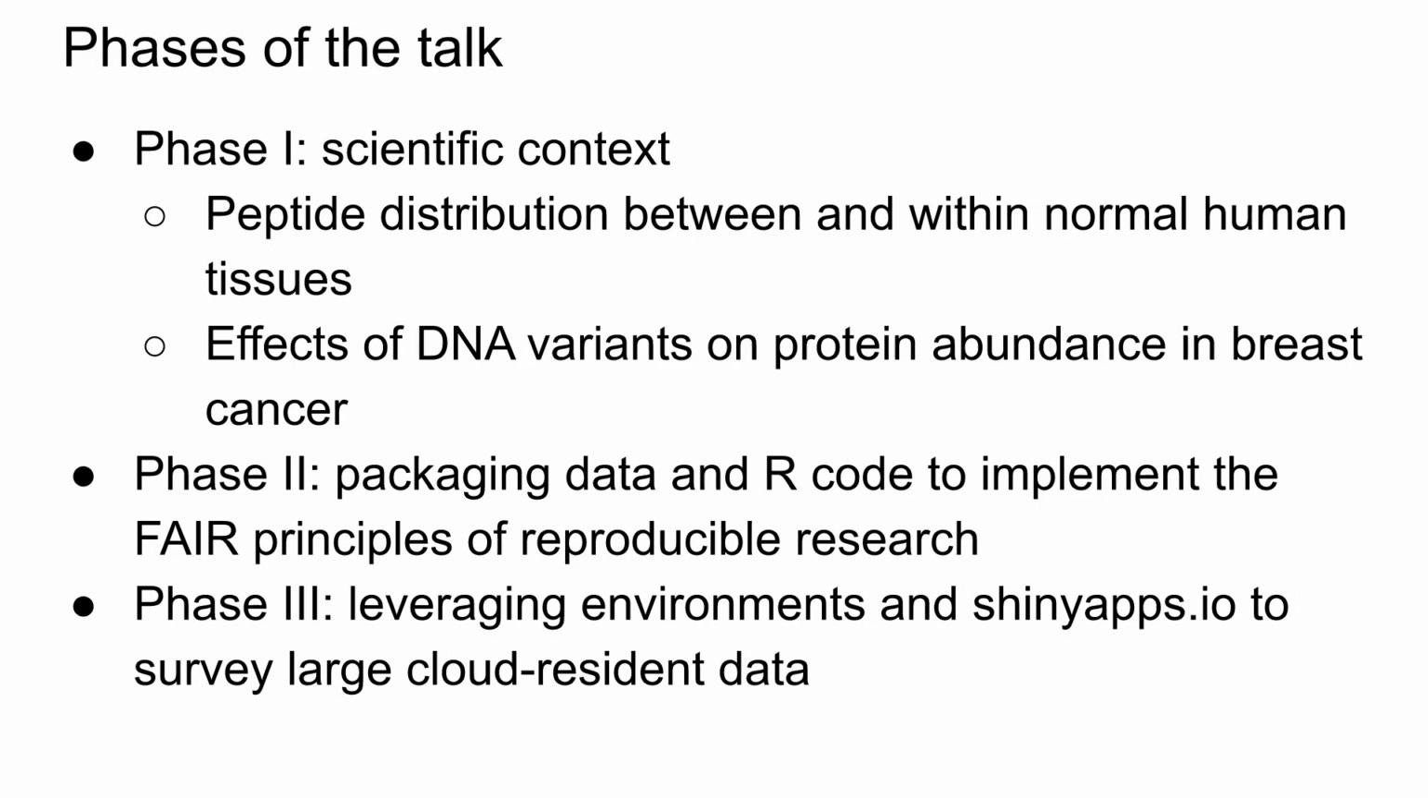So it's a lot of material, and it's going to come to you. I'm saying it again, 3 phases. First, the scientific context, thinking about peptide distributions in human tissues, and then DNA variants. Then we'll talk about packaging data in R code to do this in a fair way. And finally, we'll talk about how to get these things into positions where you don't need a special environment and data structure and so on to interact with data.